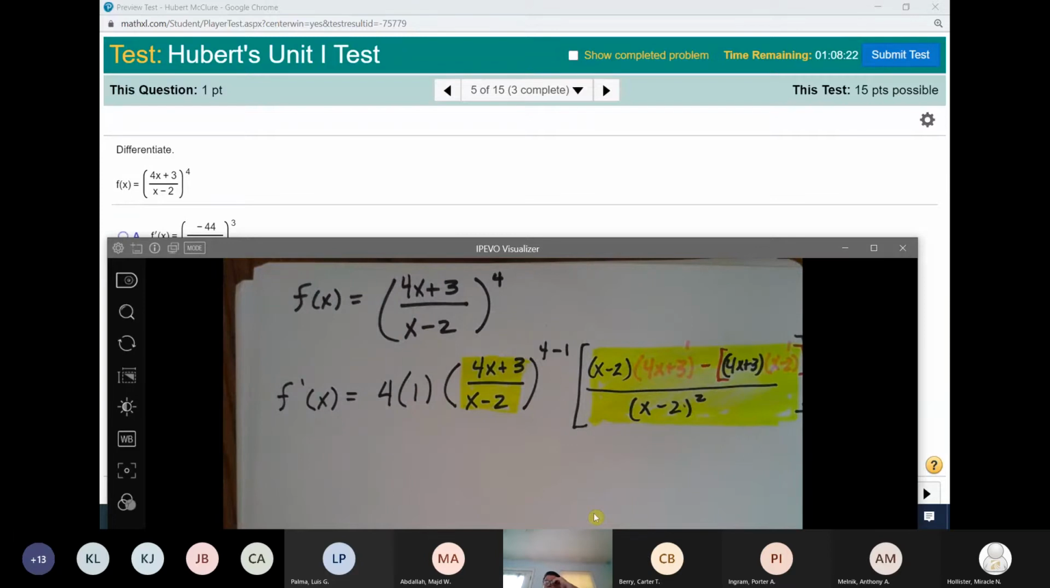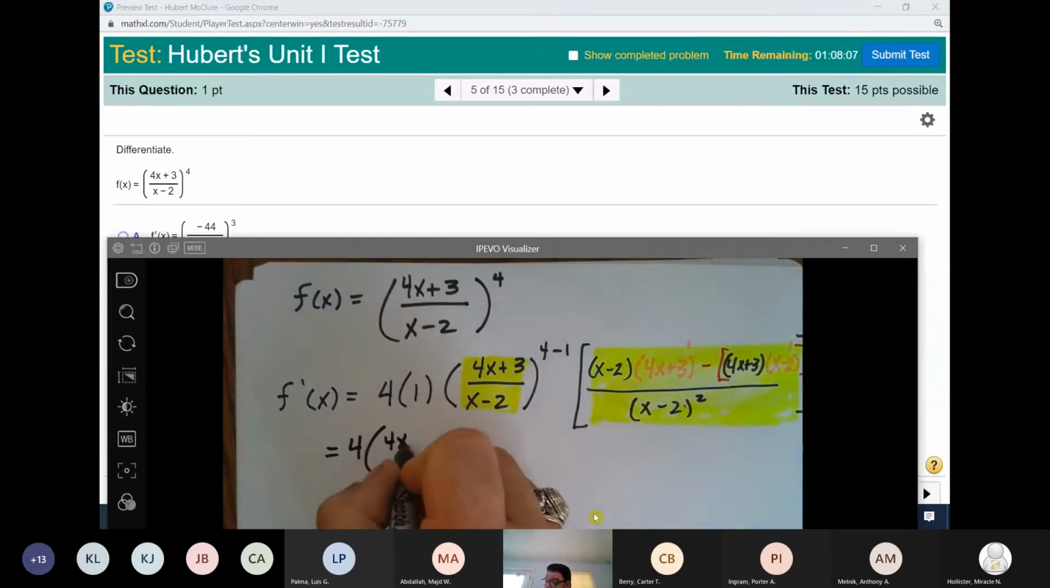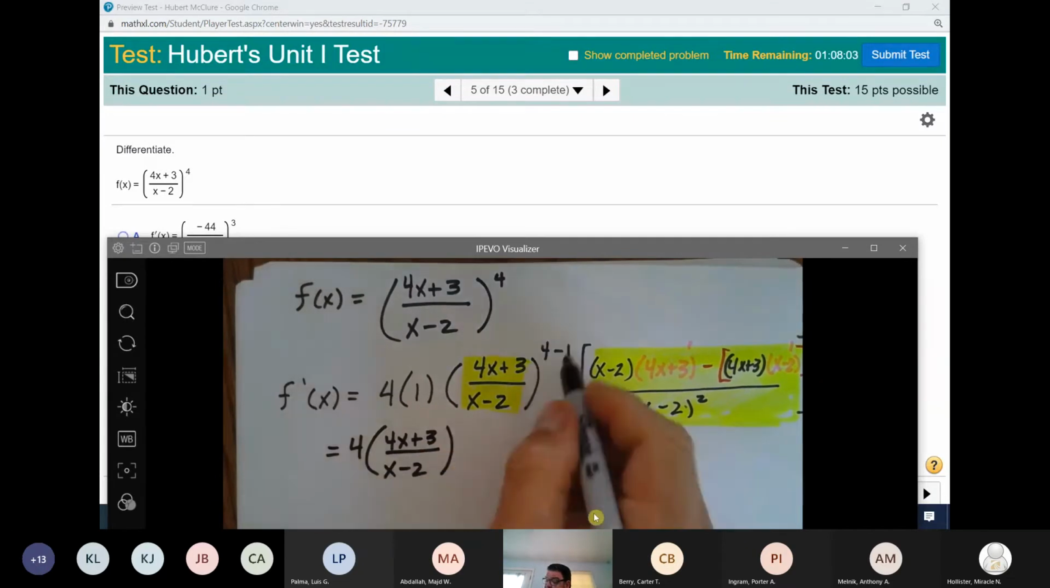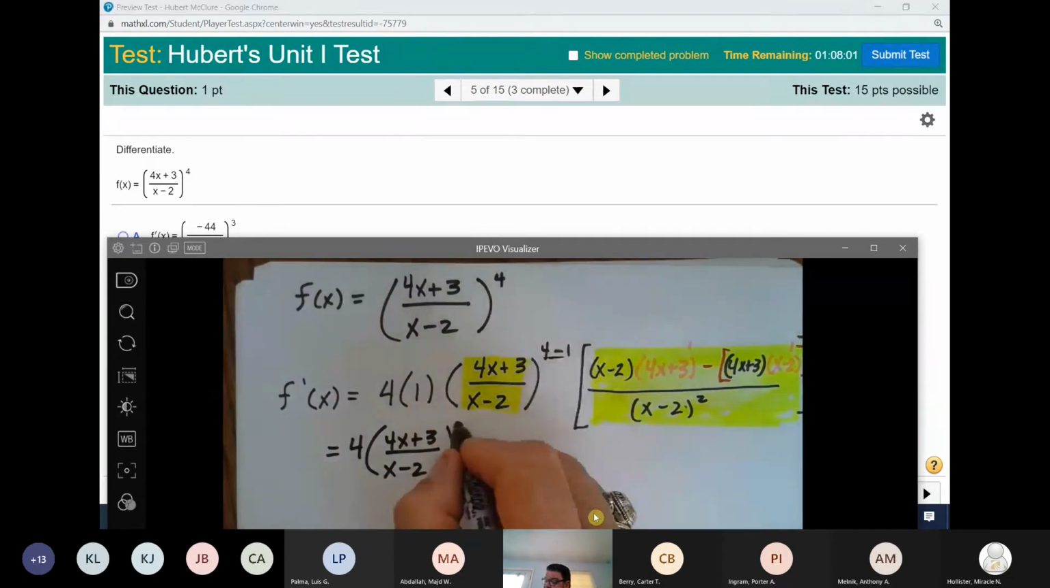All right, get to work. I'll do the 4 times 1 for you. That's 4. I'll even do this part for you: 4x plus 3 over x minus 2. And I'll do this for you: 4 minus 1 is 3. Now you do this part. You're welcome.